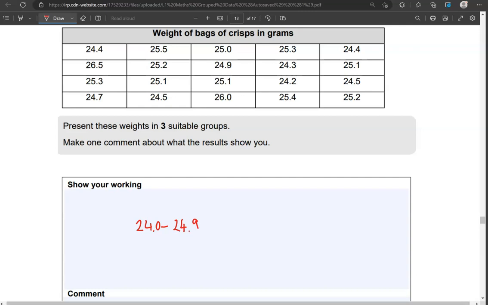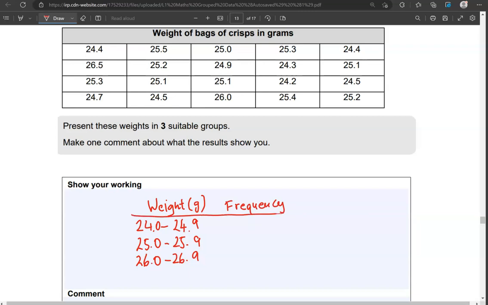And then 25.0 to 25.9 and 26.0 to 26.9. So that's the weight in grams, and here we have the frequency.